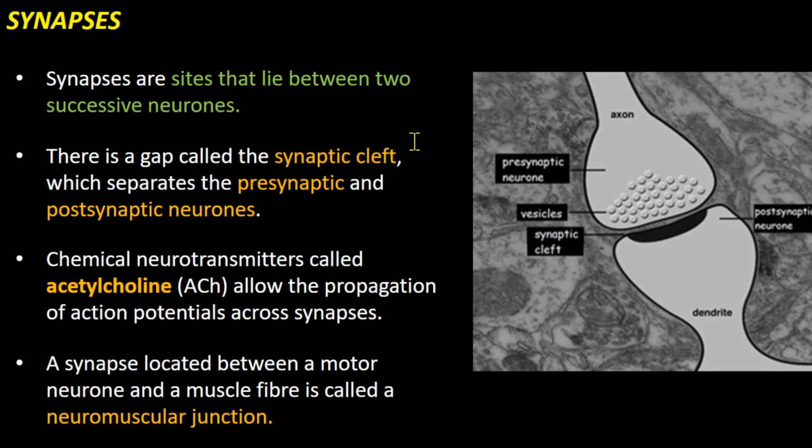So synapses are sites that lie between 2 successive neurons. Here we have the presynaptic bulb or the presynaptic neuron, and this would be the postsynaptic neuron. And the little gap here, this is the synaptic cleft, and this would separate both these neurons. This gap is very, very small, but what would help to get the action potential to be conducted across would be a chemical neurotransmitter called acetylcholine, and this would allow the propagation of the action potential across the synapses. Think of the acetylcholine as a bridge between these two. And by the way, a synapse located between a motor neuron and a muscle fiber is called a neuromuscular junction.